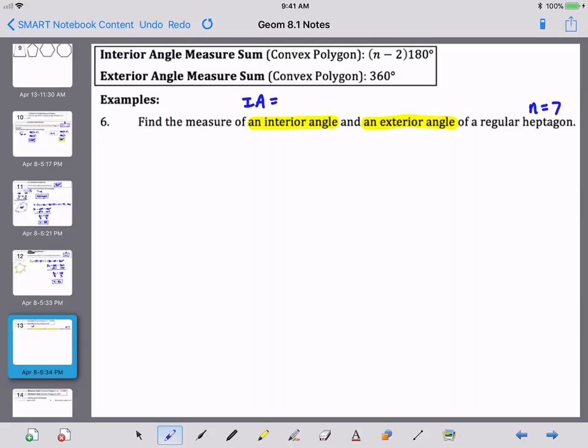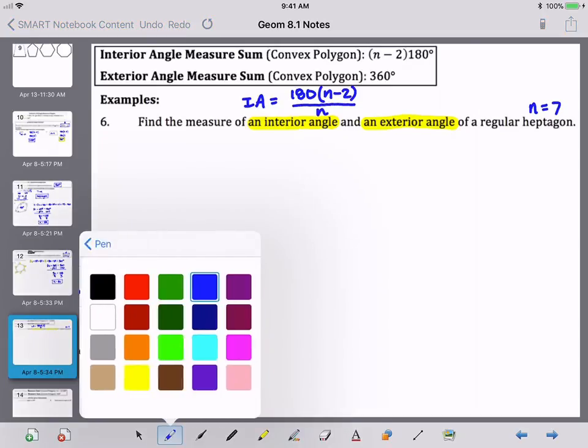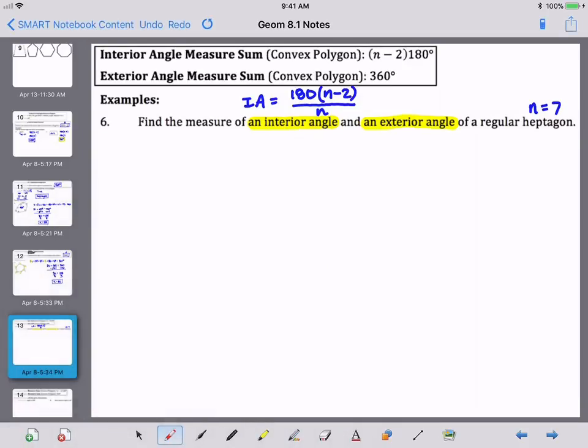So an interior angle is equal to 180 degrees times n minus 2. That would be the total. And then I have to divide by the number of sides in order to get just one interior angle. Okay, and that's only if the figure is regular, meaning all of its angles and all of its sides are the same size. For an exterior angle, remember those always add up to 360, so you can just take 360 divided by the number of sides.